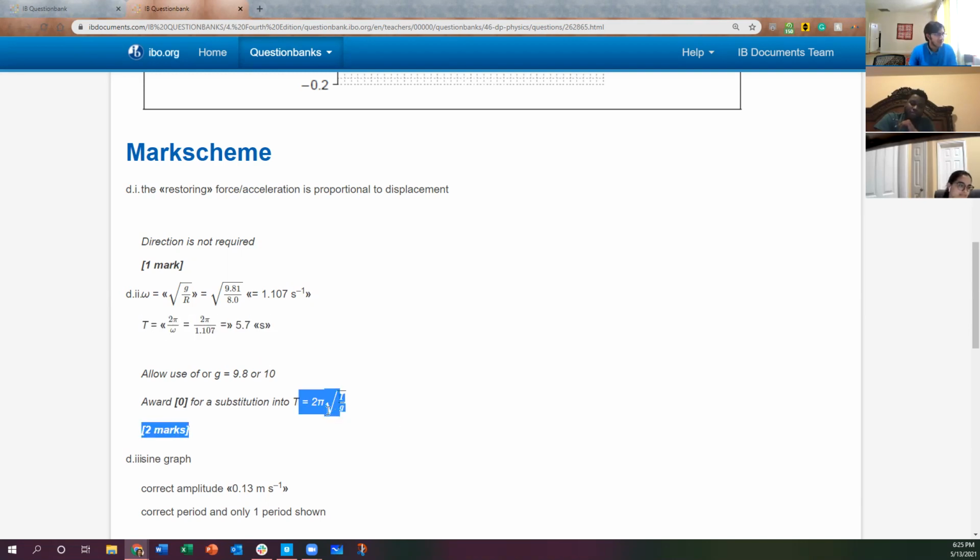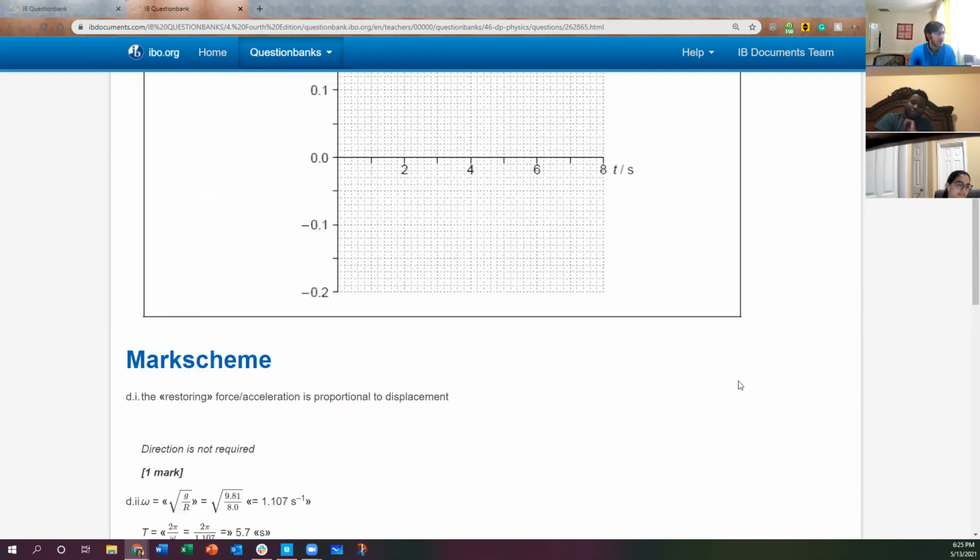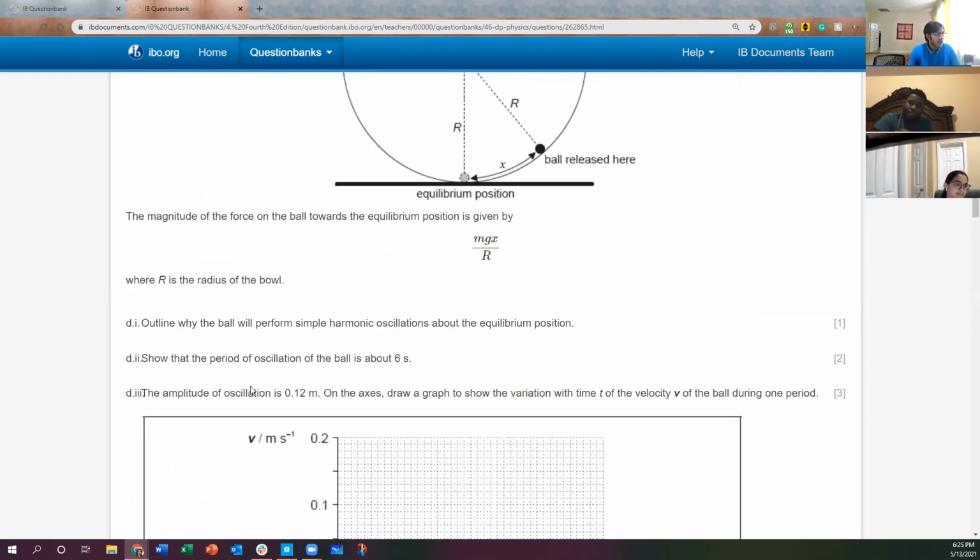But yeah, don't worry about it for Raja's test. I think she will definitely allow you to just plug that in. Okay. Now the amplitude of oscillation is 0.12 meters. We want to draw a graph to show the variation of time with respect to velocity for one period.